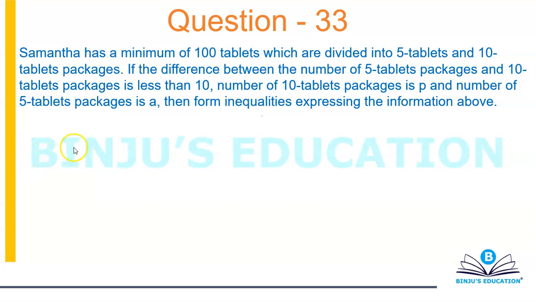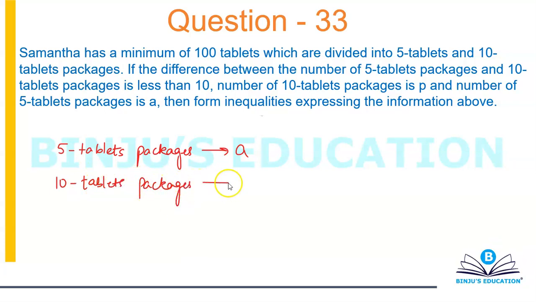So what you have is 5 tablet packages, and that is basically equal to A. You have 10 tablet packages, and this is basically equal to P. These two things are given to us, and we have a total of 100 tablets.